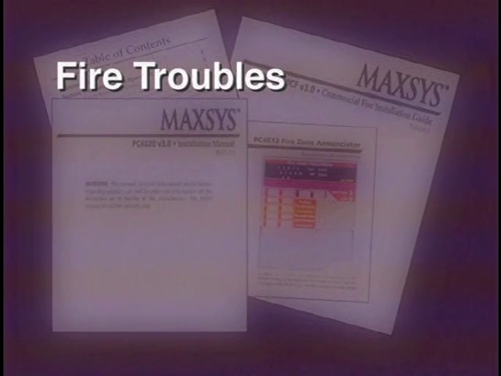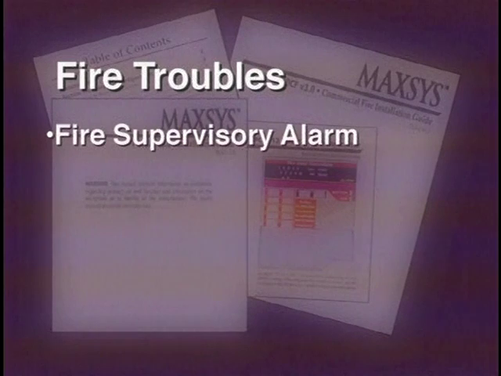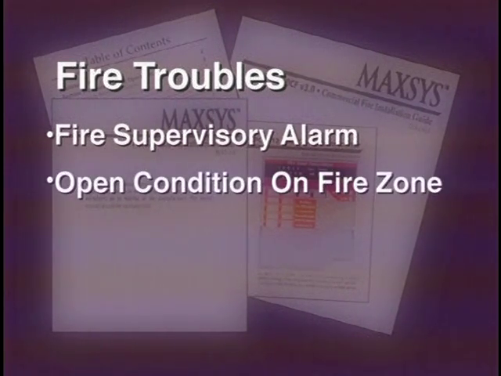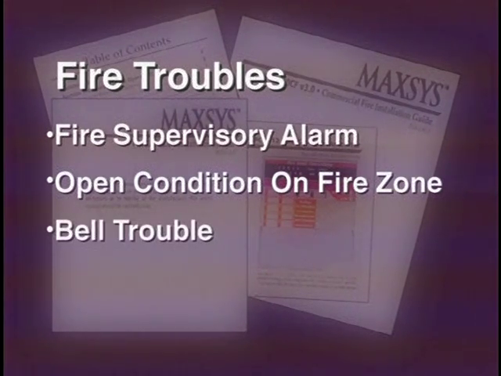The following trouble conditions are considered fire troubles. Any fire supervisory alarm will create a trouble condition. Fire zone trouble will occur if an open condition is detected on any fire zone. A bell trouble will occur if an open or short is detected on any output of a PC4702 bell panel module.